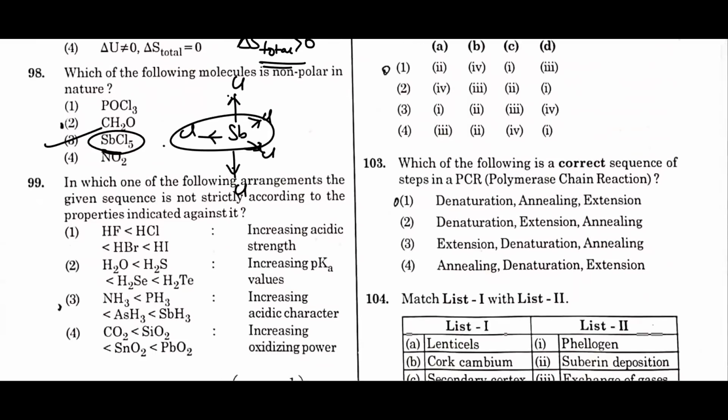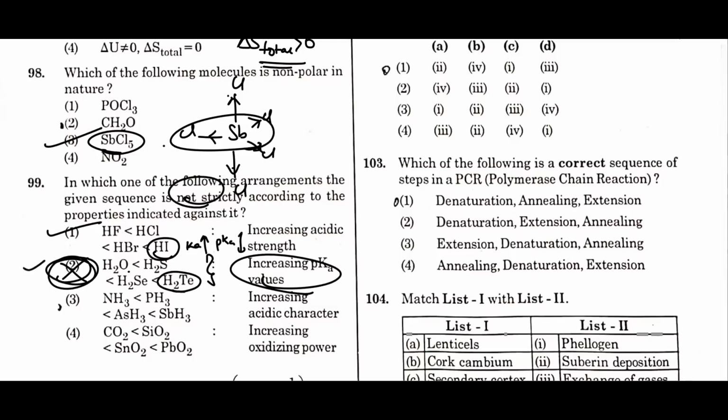Question number 99. In which of the following arrangements the given sequence is not strictly according to the properties indicated against it? HF, HCl, HBr, HI, if you observe, acidic strength increases because the bond is a weak bond here. This is a correct statement. H2O, H2S, H2Se, yes, electronegativity decreases top to down. So the bond here is a weaker bond and H plus gives easily, so that acidic character increases. So Ka value is more, so that pK value is low. But here they give an increasing pK value, so this is a wrong statement. They're asking a not strictly following, so option 2 is our correct answer.